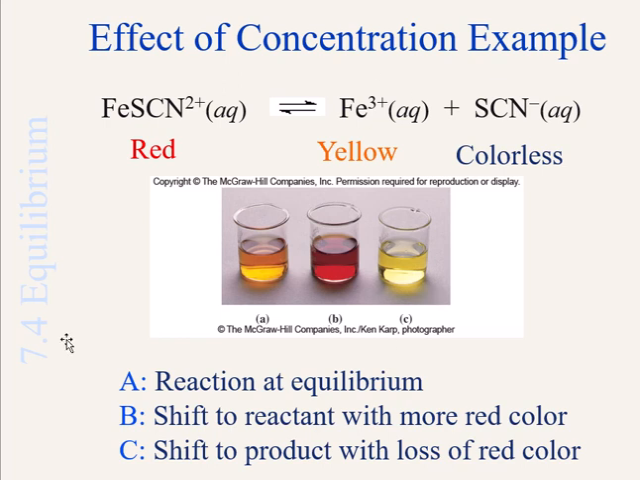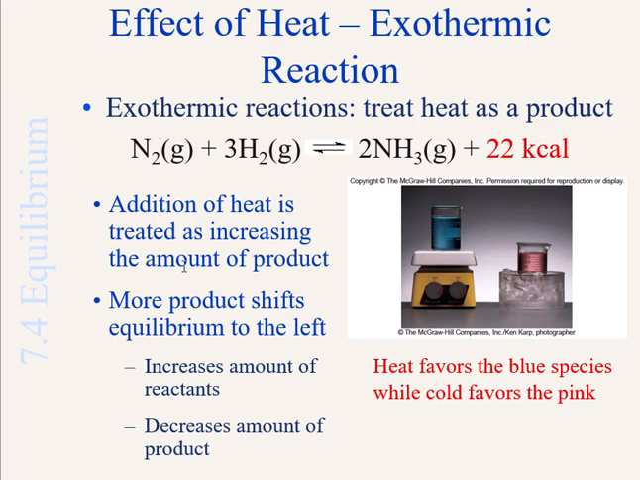If we were to come along and add more of this, the system will actually move to the right, consuming the added iron isothiocyanate, producing iron which is yellow in color. Not only can we stress the system by adding some component, but we can also stress the system by removing some component. So if we remove this, the system will still move to the right. If we remove this, the system will move to the left to re-establish equilibrium.